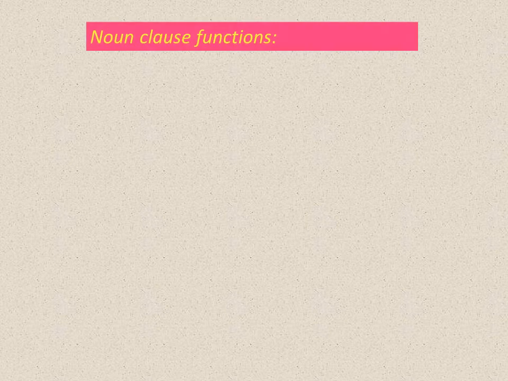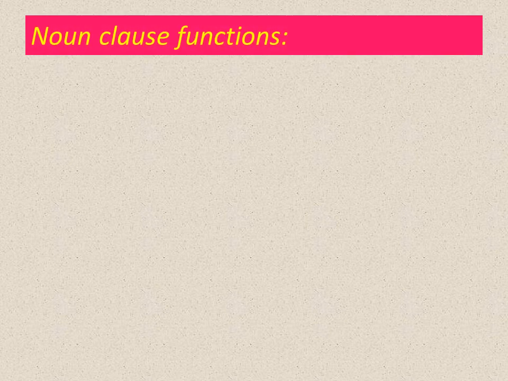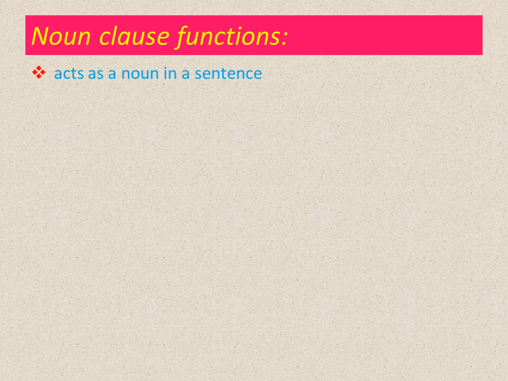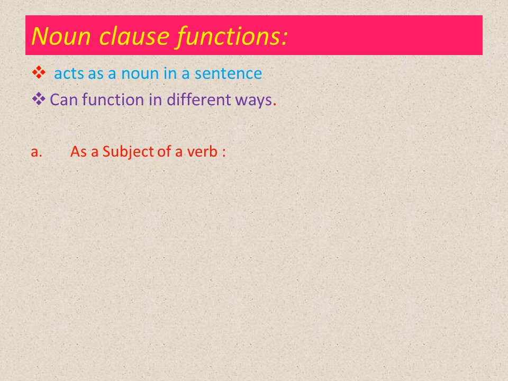Let us see the functions of a noun clause. A noun clause acts as a noun in a sentence. It can function in different ways. Let us see the functions of a noun clause. The first function is a noun clause acts as a subject of a verb.